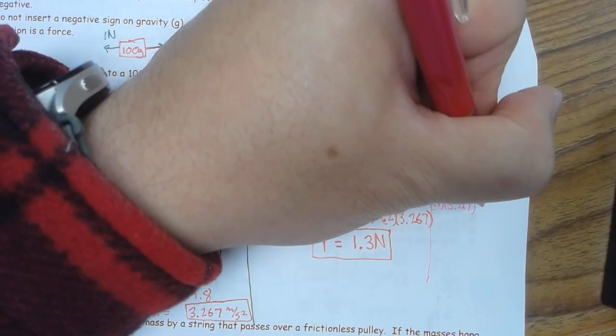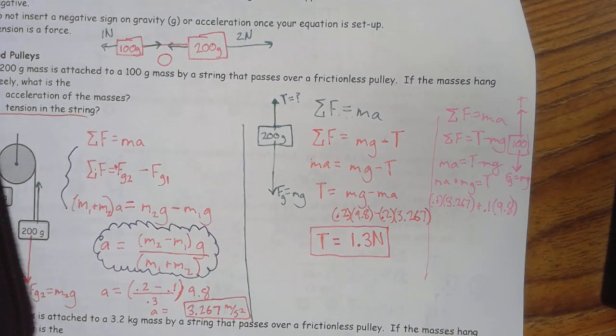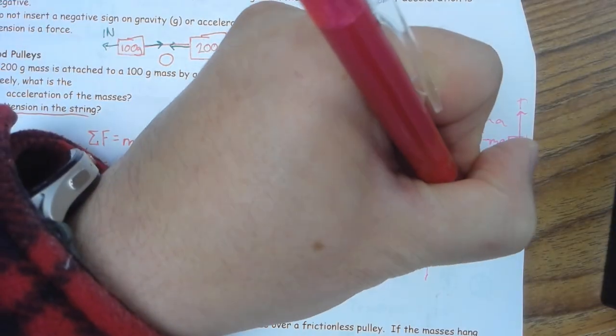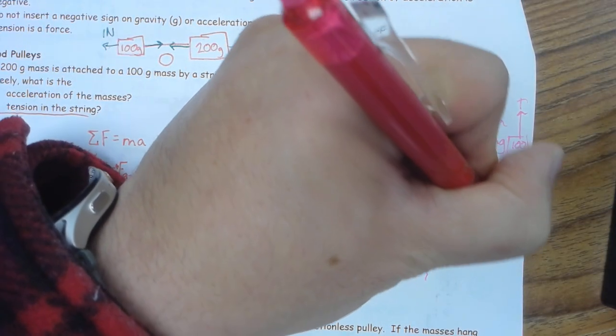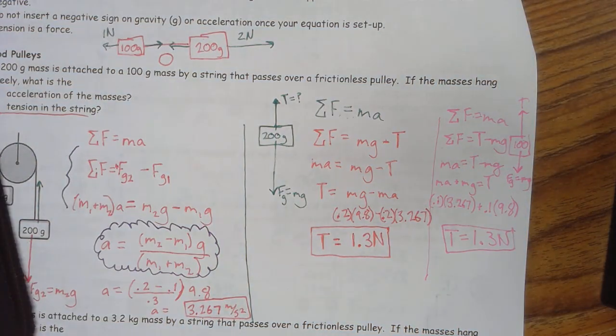3.267 plus 0.1 times 9.8. Wait, what do you mean it's the same? Did we prove it? Did we prove what we were trying to prove? Did we do what we set out to prove? Okay, so it is the same. Good.